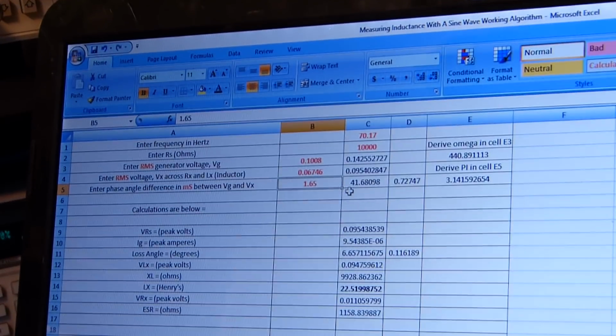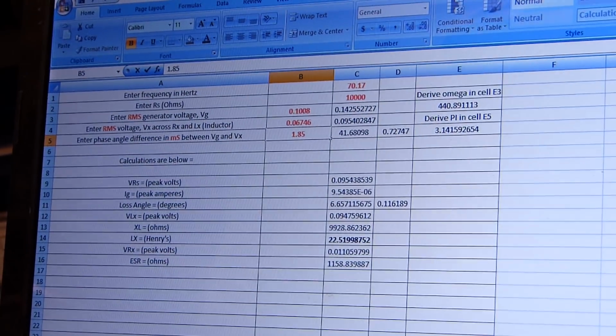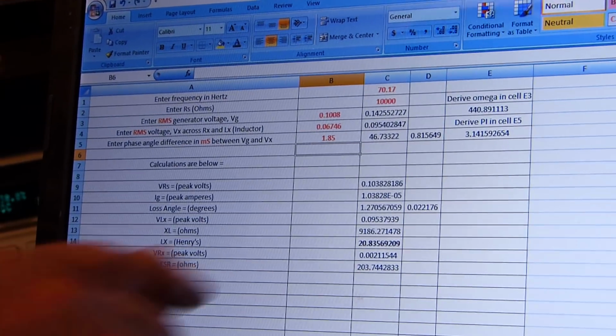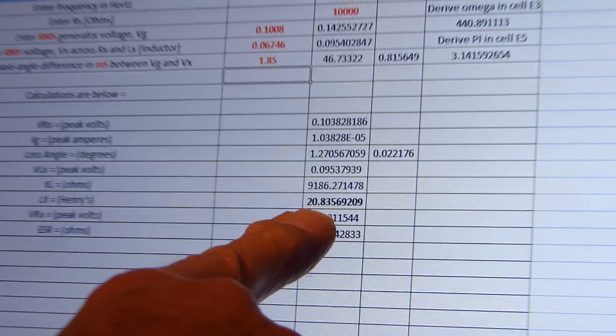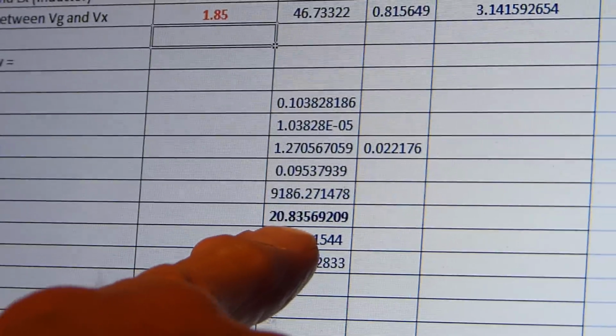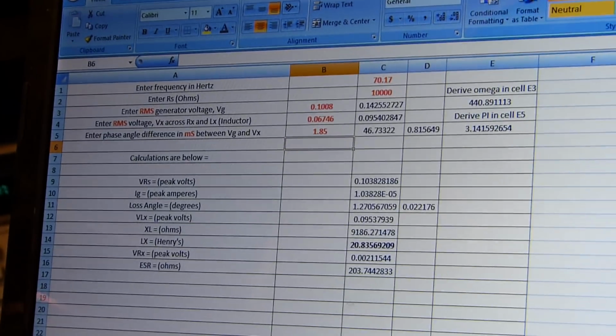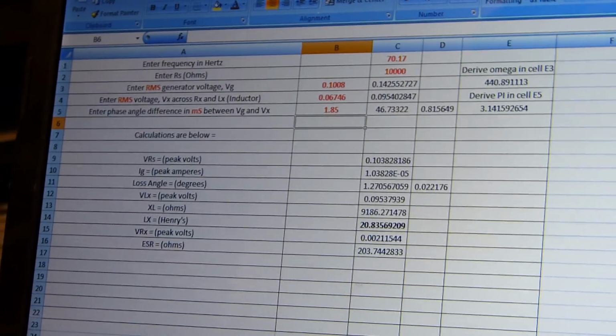So we went from 1.65 to 1.85. Hit enter. And there's our inductance of that transformer from plate to plate. It says it's 20.8 henries. And 20 henries, I'm very confident, is the right answer.